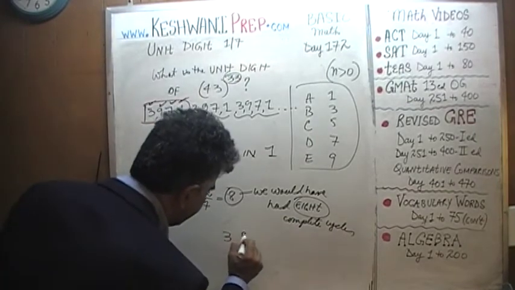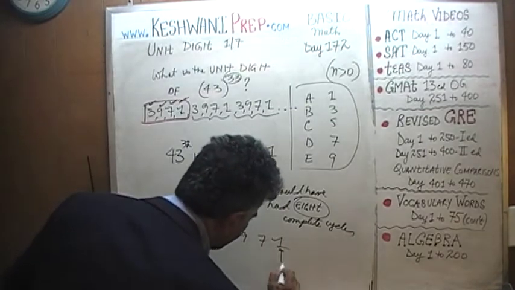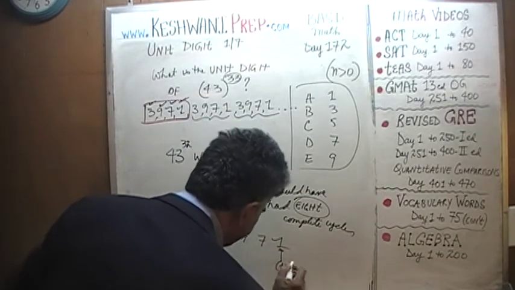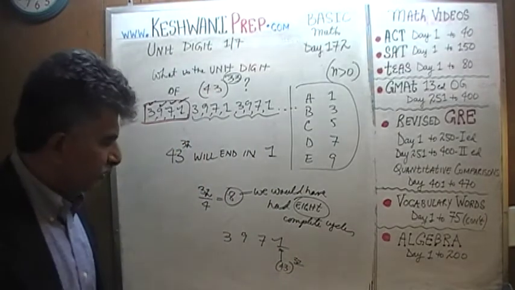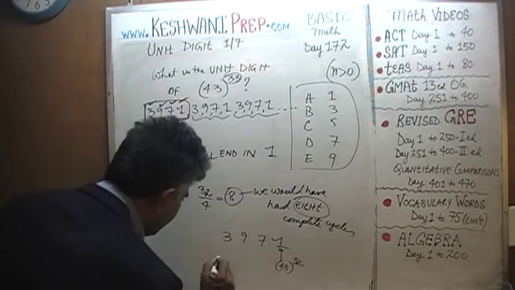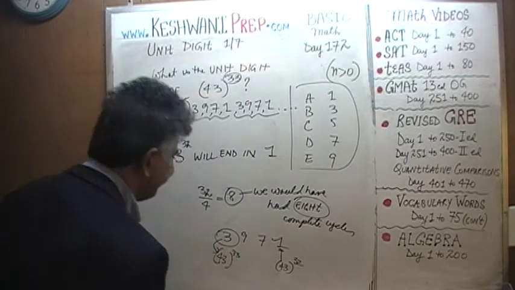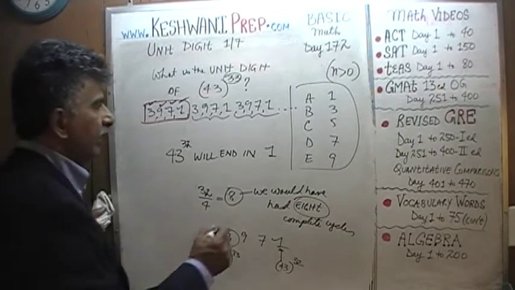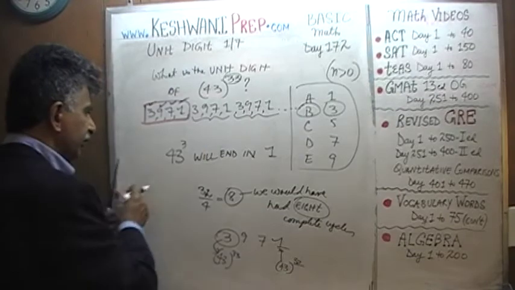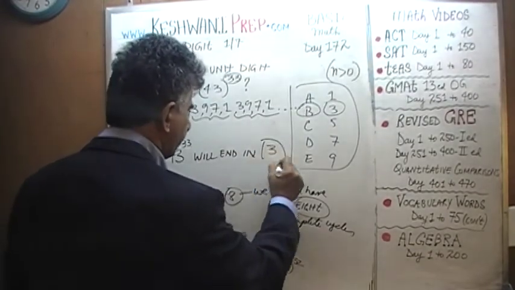3, 9, 7, 1 is the cycle. This is 43 raised to 32. 43 raised to 32 will end in a 1 because it's the end of the 8th cycle. 43 raised to 33 should end in a 3. 43 raised to 33 will end in a 3.